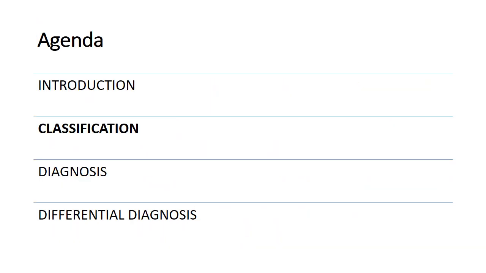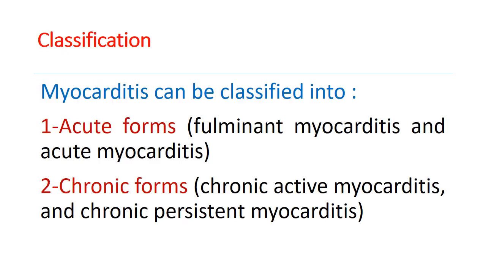Let's go to the classification of myocarditis. Myocarditis can be classified into acute form and chronic form. Acute form includes fulminant myocarditis and acute myocarditis. Chronic form includes chronic active myocarditis and chronic persistent myocarditis.